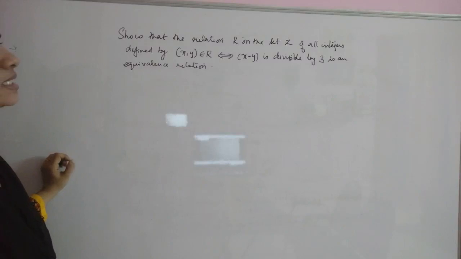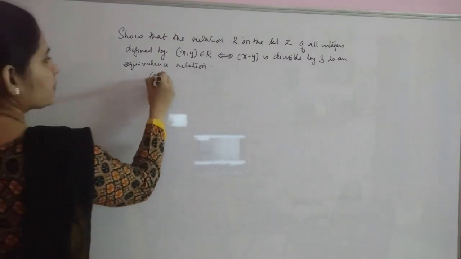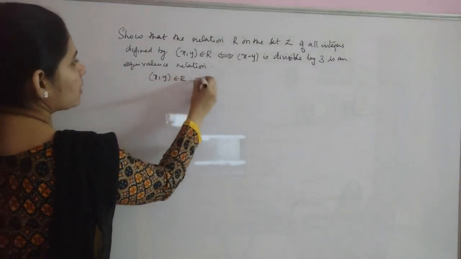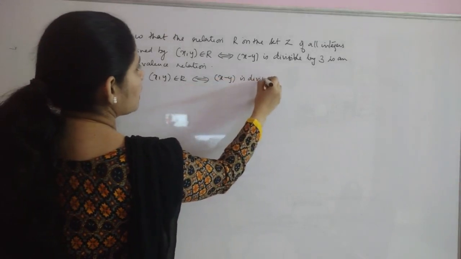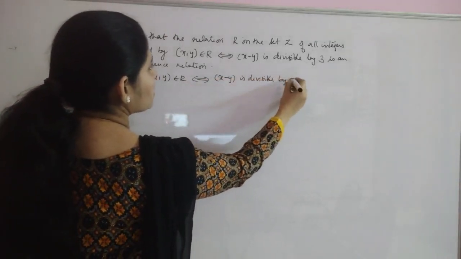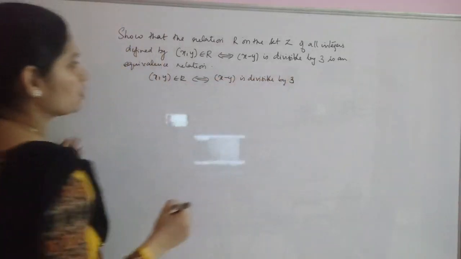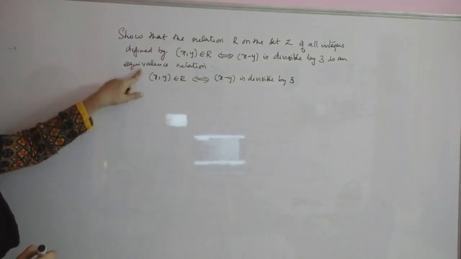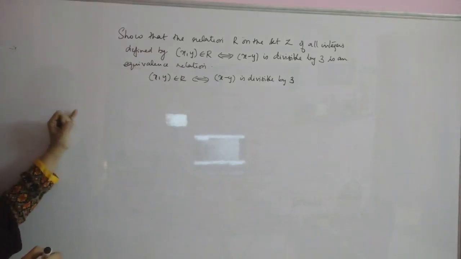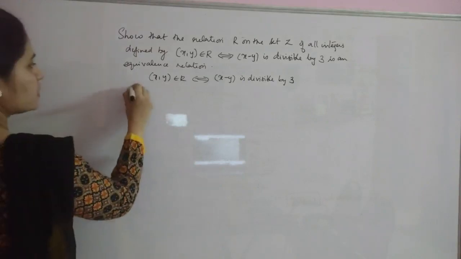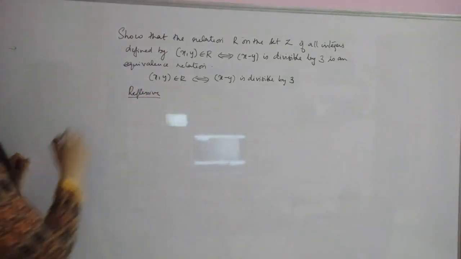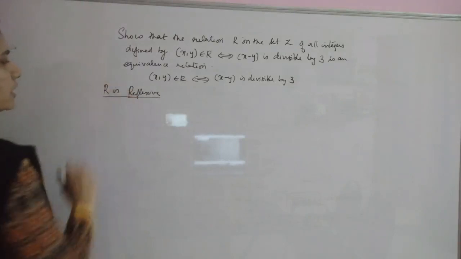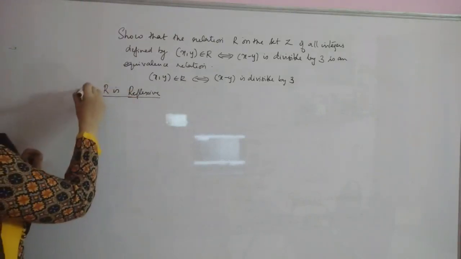The relation R on the set Z of all integers defined by xy belongs to R if and only if x minus y is divisible by 3 is an equivalence relation. This is what you need to show. So in order to show that it's an equivalence relation, you have to go for reflexive, symmetric and transitive. So first thing is reflexive, whether R is reflexive or not. Okay, that is the first part.